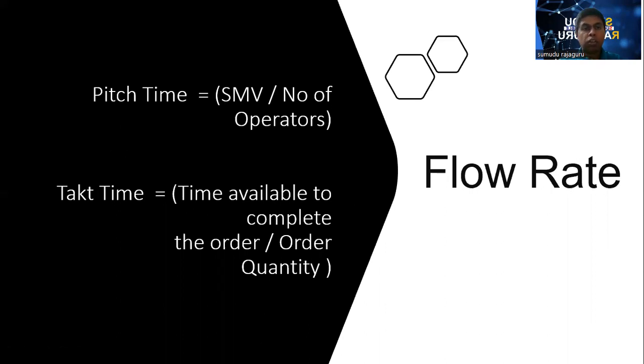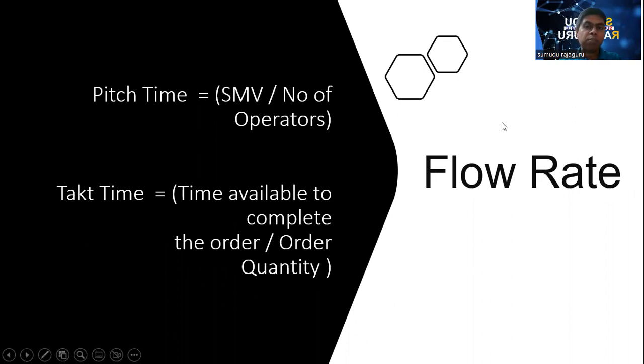When we add all the operations' defined times, it is called standard minute value. So if we want to calculate pitch time, we can calculate by using this equation. Then if we want to calculate takt time, this is the equation: time available to complete the order divided by order quantity. So from the pitch time as well as the takt time, we get the flow rate.